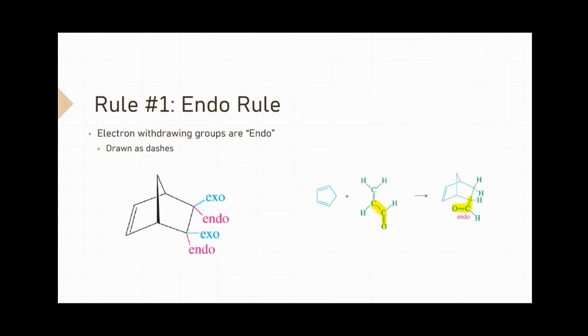All right, so another rule that we need to know is what endo is, the endo rule. Electron withdrawing groups are endo, so if I were to draw a bicyclic ring like this, it's going to be pointing downwards. That's because it wants to be close to this double bond as much as possible, because they're electron withdrawing groups, right? They want to be near where all the electrons are. That's why they're pointing downwards.